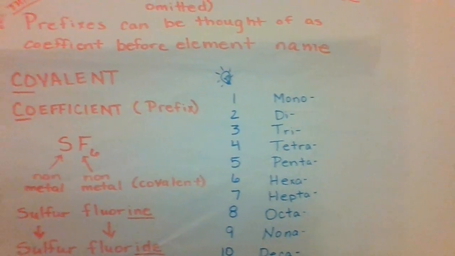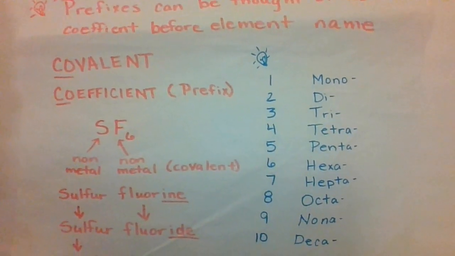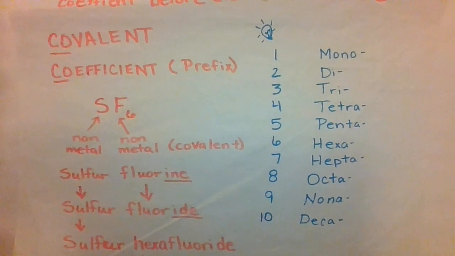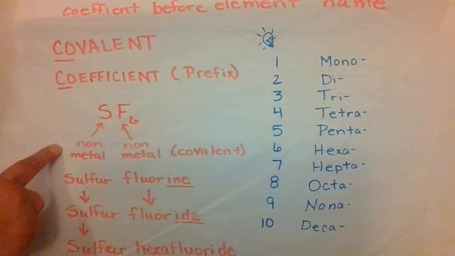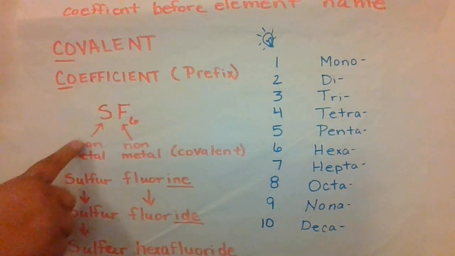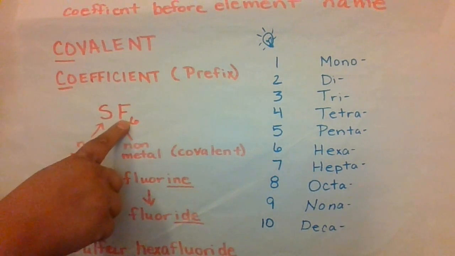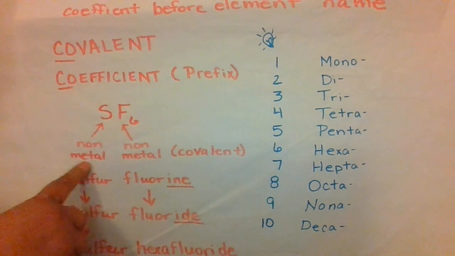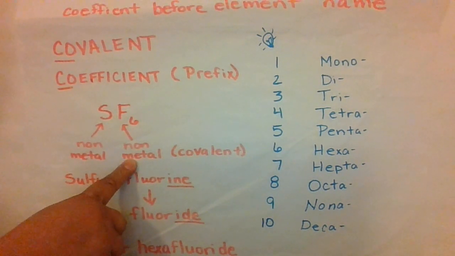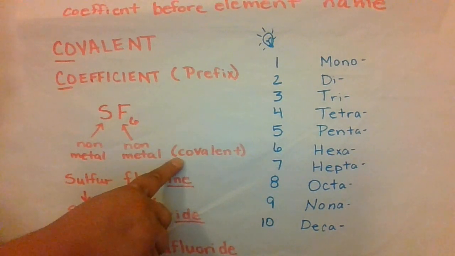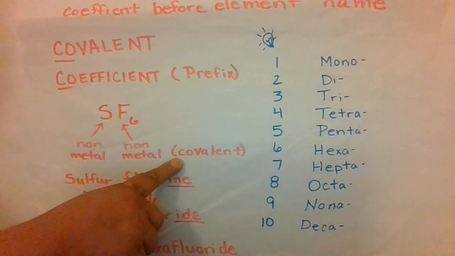Okay? So just like in the first example, we're going to do one here. We're going to go through and determine in our first step which type of element we have. So we have sulfur and we have fluorine. We know sulfur is a nonmetal. Fluorine is also a nonmetal. So here we have determined we have a covalent compound.